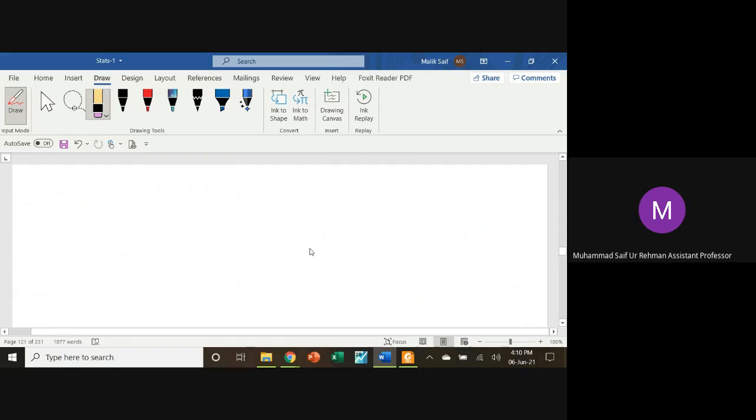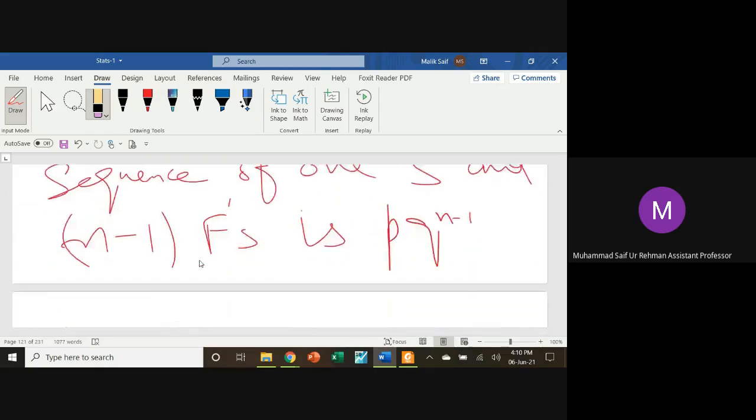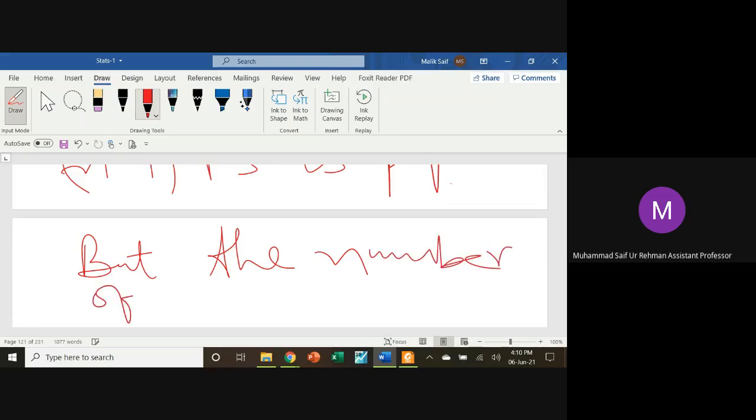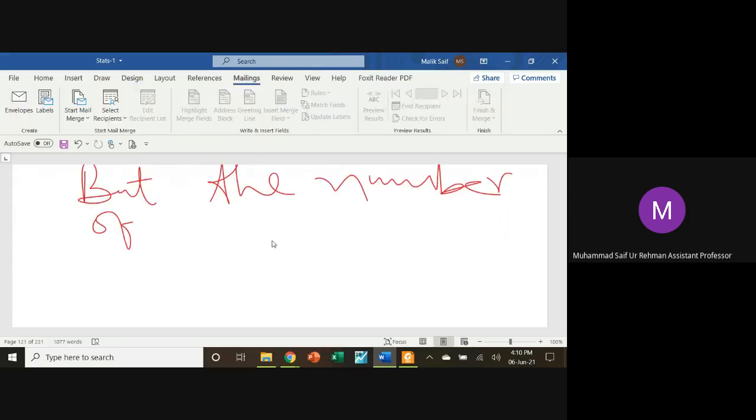So now write down, but the number of mutually exclusive sequences. For mutually exclusive, I'm writing down ME. Mutually exclusive sequences or events mean one may occur once. If success is there, failure is not there in one trial. In the second trial, there may be success. In the third trial, there may be failure. In the fourth trial, there may be success or failure again. But in one trial, there will be success or failure once. In one trial, one outcome will be there, not two.